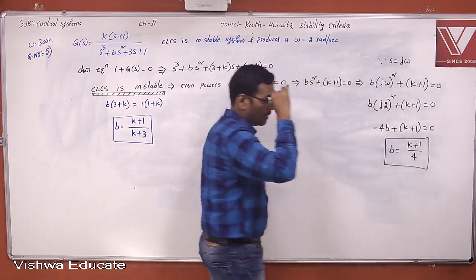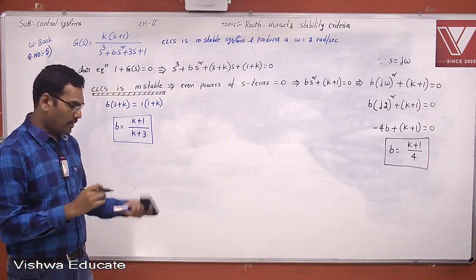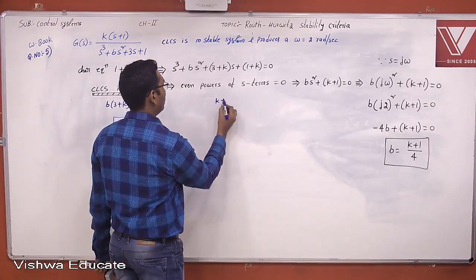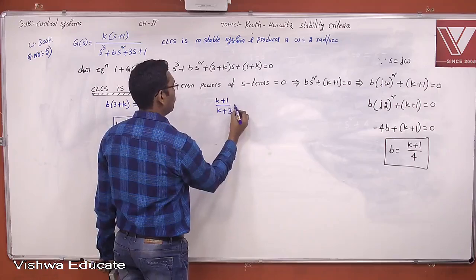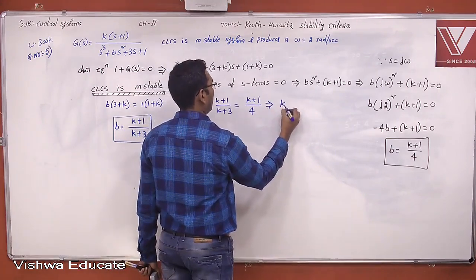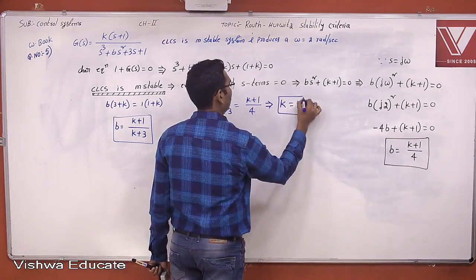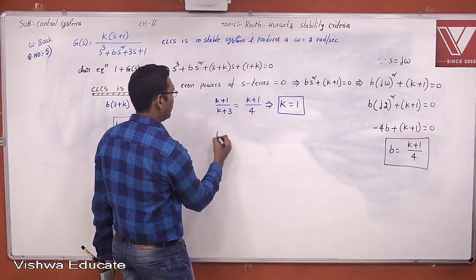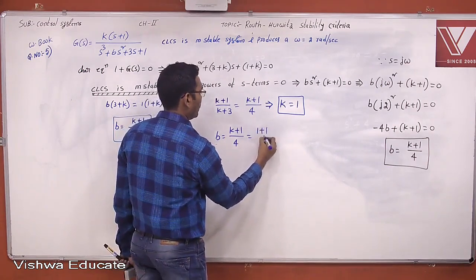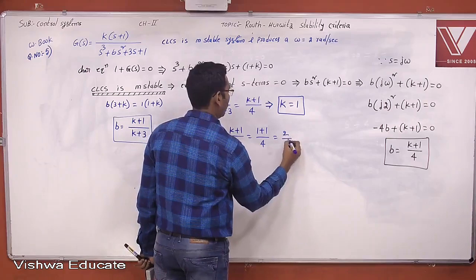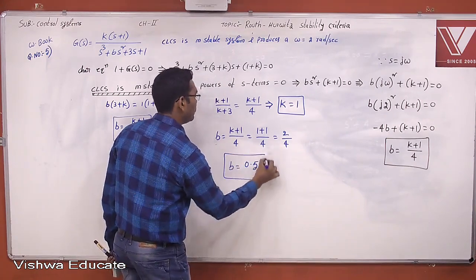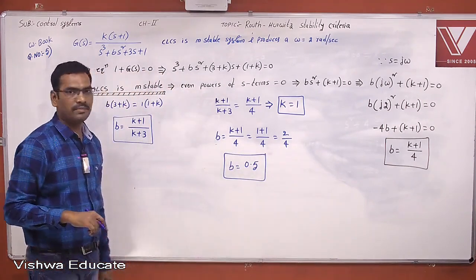Now this is one b and this is another b for the same system, for the same characteristic equation. So can I equate these two? (k plus 1) by (k plus 3) equals (k plus 1) by 4, which gives k equal to 1. Now when k equals 1, substitute here, b is (k plus 1) by 4, which is (1 plus 1) by 4, which is 2 by 4, so b is 0.5. This is the b and k value if the system is marginally stable.